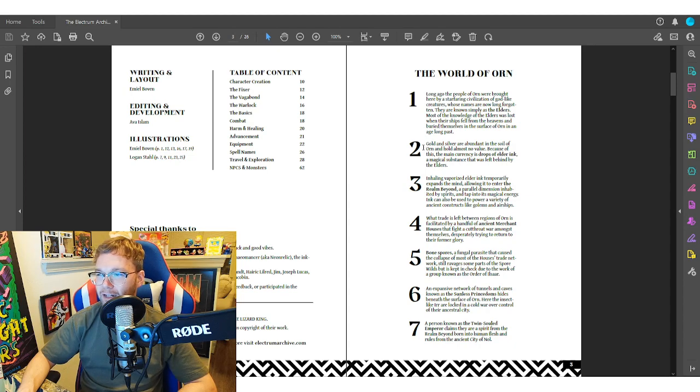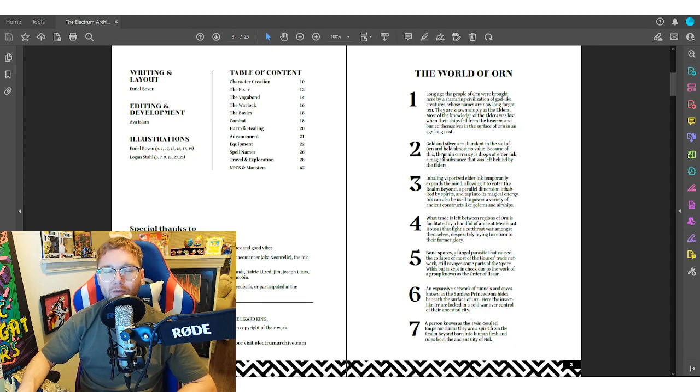And then the second part says, gold and silver are abundant in the soil of Orn and almost hold no value. So gold and silver, something you see in every fantasy world, right? I like this. It's subverting expectations right from the start, showing that there's something different about this that you maybe haven't seen before.